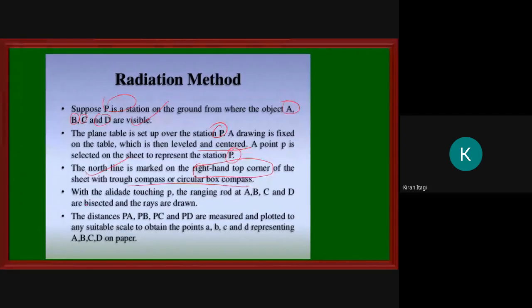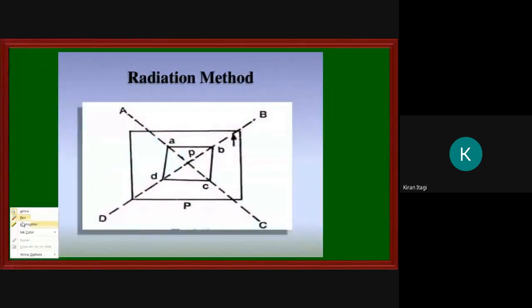With the alidade touching P, ranging rods at A, B, C, D are bisected and the rays are drawn. This is my station P. A, B, C, D are ranged and a line is drawn. Then the distances PA, PB, PC, PD are measured and plotted by any suitable scale, either 1 to 100 or 1 to 50, as per your convenience. You can see station P, from where I am setting stations A, B, C, D.